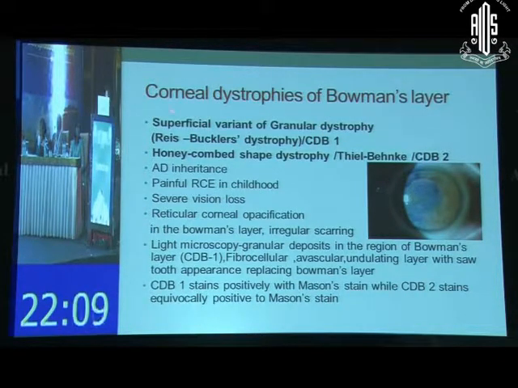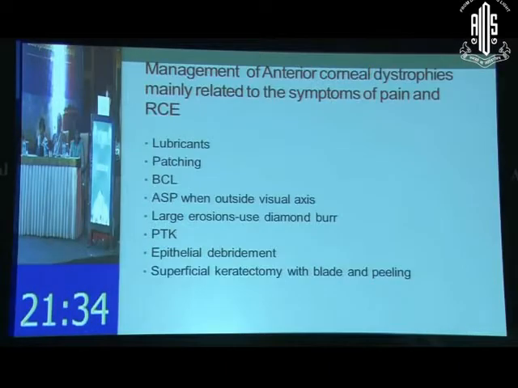And the others are the corneal dystrophies of Bowman's layer. There are two types in this. One is corneal dystrophy of Bowman's layer type 1 or type 2. This is the superficial variant of granular dystrophy. If you get a patient who has features of RCE, that is recurrent corneal erosion, with multiple reticular-shaped lesions in the superficial part of the cornea leading to opacification, you are dealing with Reis-Bücklers. The hereditary features are always there. The other type is where you get a honeycombing, that is the Thiel-Behnke type of corneal dystrophy.